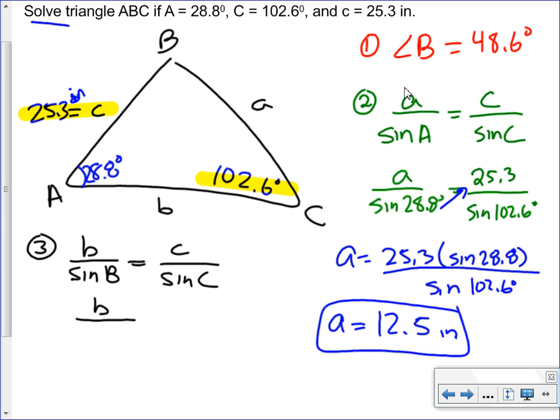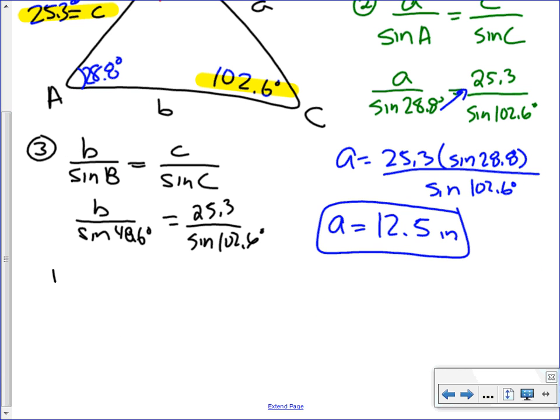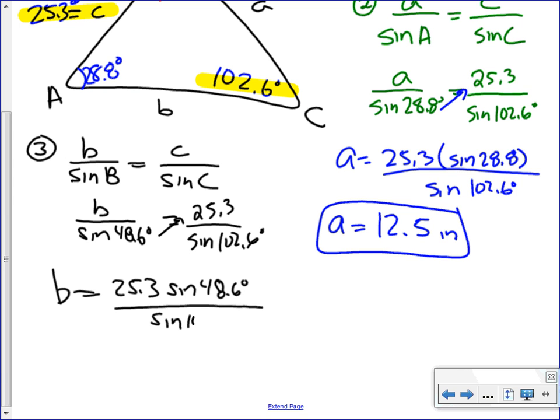So b over sine, we found b though, didn't we? 48.6. Gotta write that up there. There you go. Is equal to 25.3 over sine 102.6 degrees. So b is equal to, cross multiply, 25.3 sine 48.6 divided by sine 102.6.